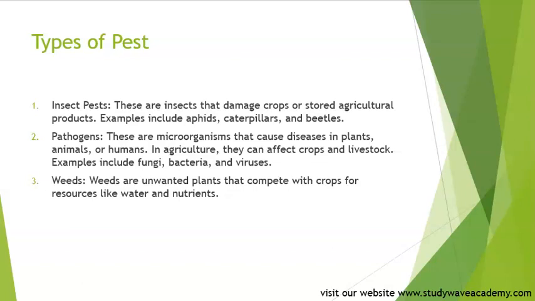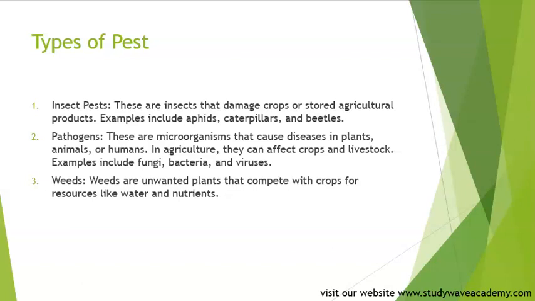Pests can be grouped into three main categories. One, we have insect pests. These are insects that damage crops or stored agricultural products. Examples include aphids, caterpillars, and beetles. So these are bugs that can eat or harm plants. Second, we have pathogens. These are microorganisms that cause diseases in plants, animals, or humans. In agriculture, they can affect crops and livestock. Examples include fungi, bacteria, and viruses.